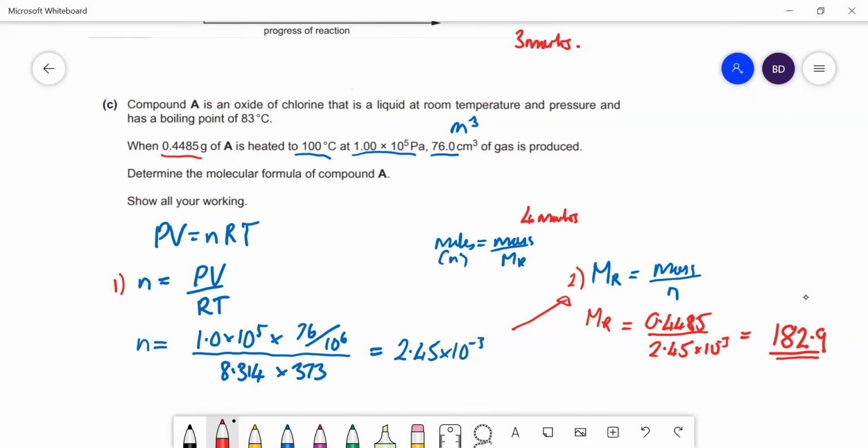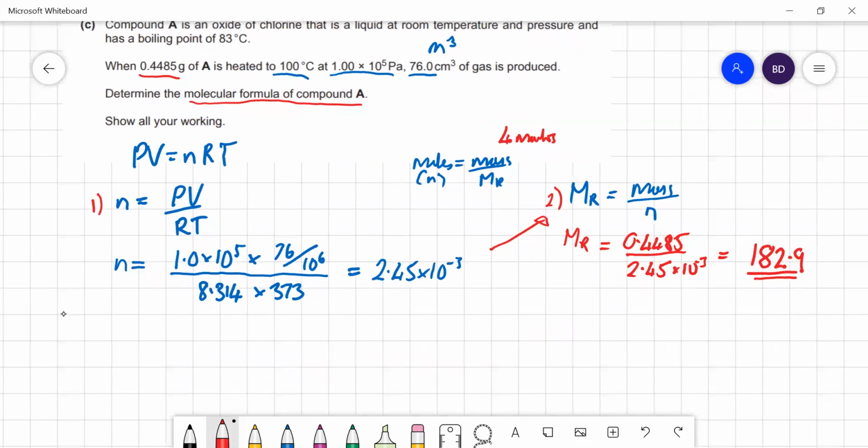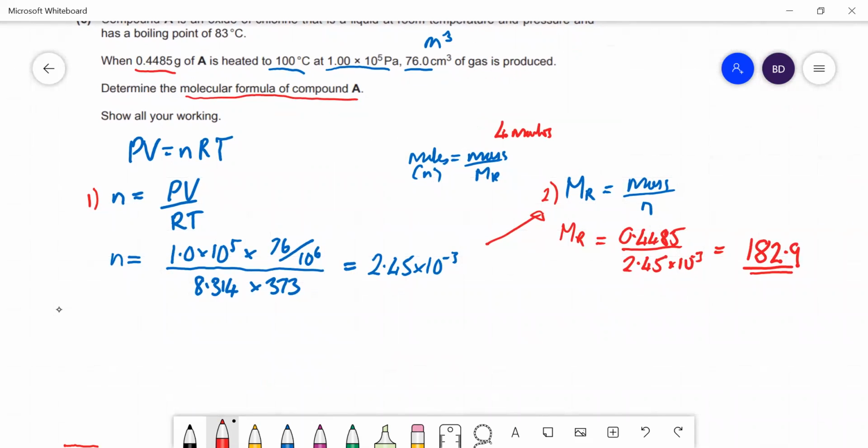Right, now we've got to use that to work out the molecular formula of compound A. Now you probably know that the common oxidation states of chlorine are +1, +5, and +7. Let's try: if it's got a +5 oxidation state, the formula of the oxide is Cl2O5. So what would be the Mr of that? It would be 35.5 times 2 for the chlorines, plus 5 times 16 for the oxygens.